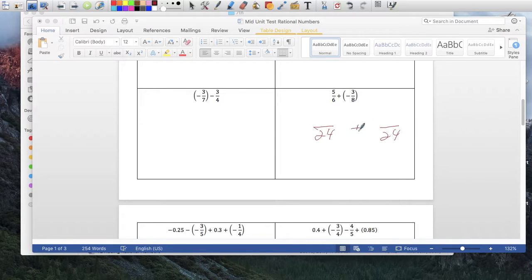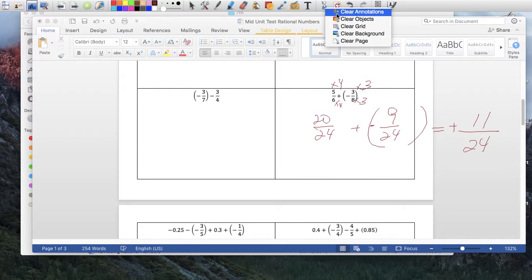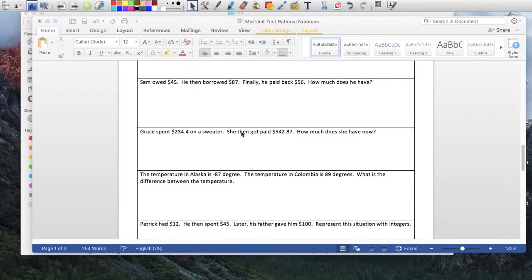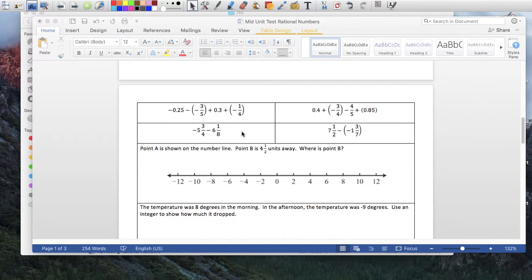24 plus negative times 4, and then times 4 gives me 20, times 3, and then times 3 gives me 9. Who wins? These guys are going to win. So it's going to be 24. It's going to be positive. You don't need to write the positive. I'm just showing you. So 20 minus 9 is 11. All right, so the next one.